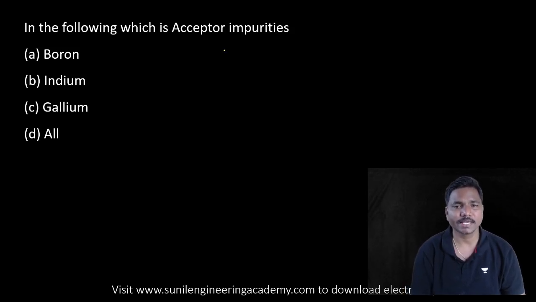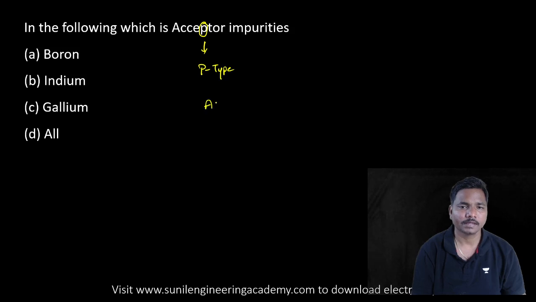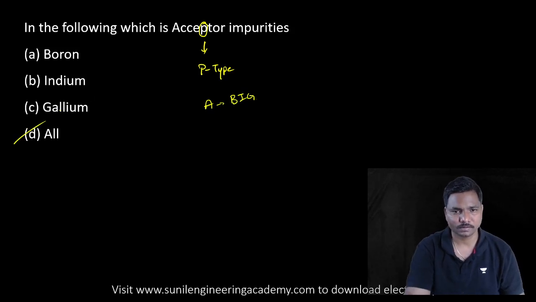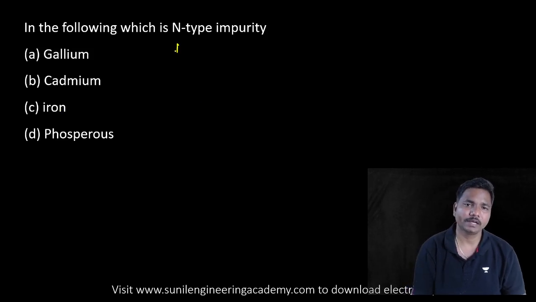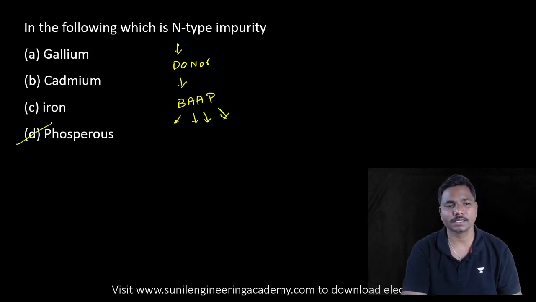In the following, which are acceptor impurities? Acceptor means P-type, again a big tree. Boron, indium, gallium, so we can say all. In the following, which is an N-type impurity? N for donor. Who donated the freedom? Bob. Bismuth, antimony, arsenic, phosphorus. Phosphorus is there, so we can give the answer as phosphorus.